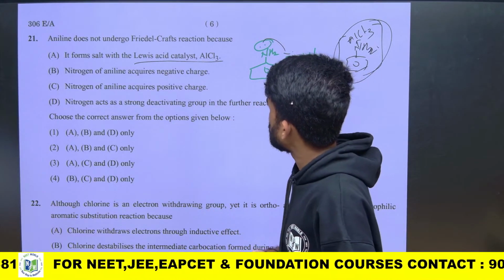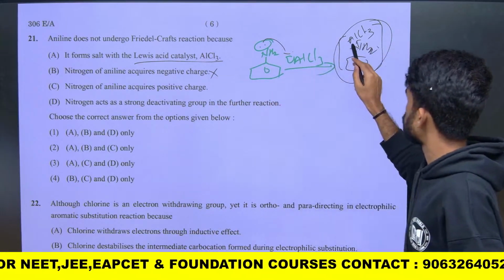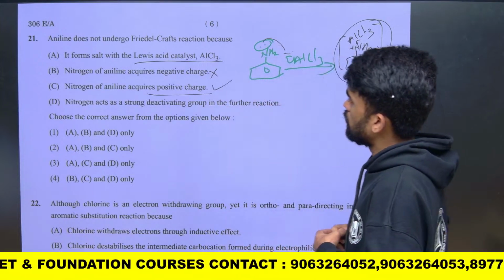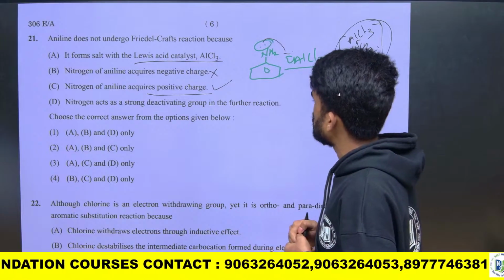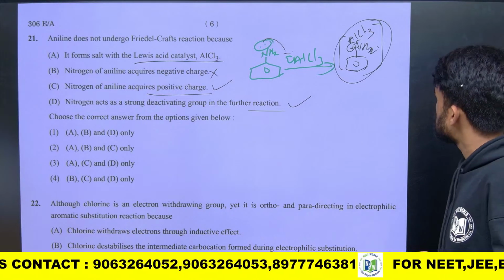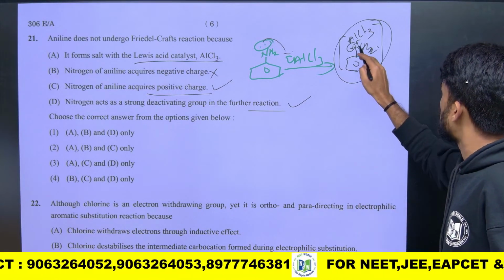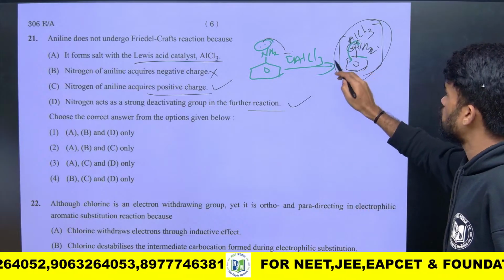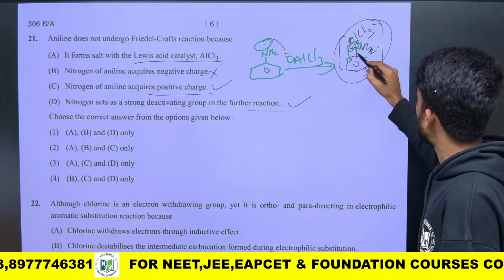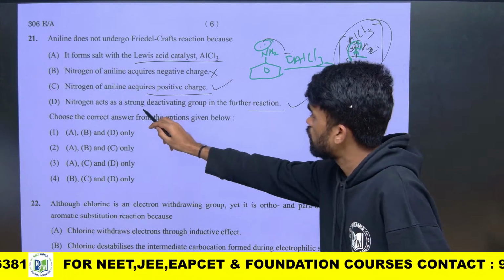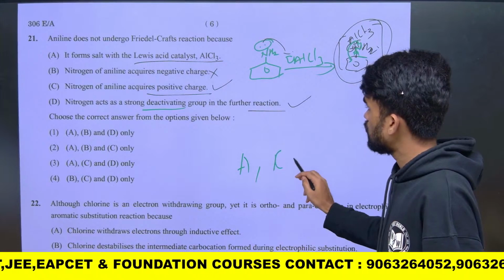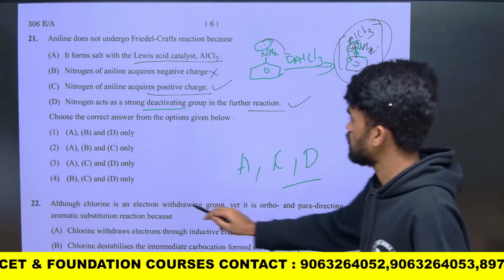Nitrogen acquires negative charge? No, it acquires positive charge actually, if we want to speak properly. Nitrogen acts as a strong ring deactivating group in further reaction. Yes, this is also correct, because when it acquires positive charge, it has no non-bonding electrons to give into the ring to activate the ring. Therefore, nitrogen with positive charge is a strong electron withdrawing group, so it deactivates the reaction. So A is correct, C is correct, D is correct. A, C, D: option number 3.